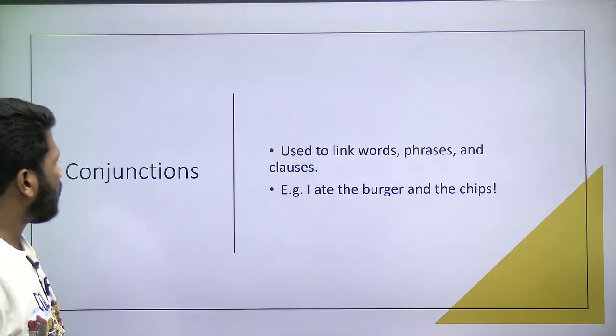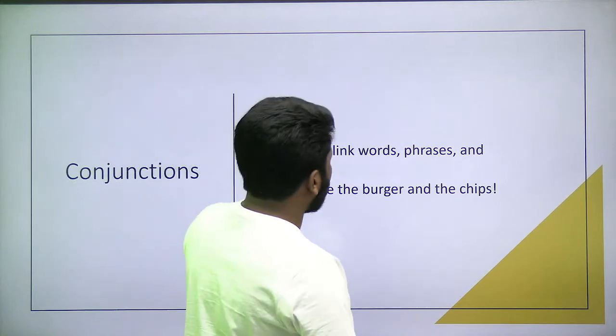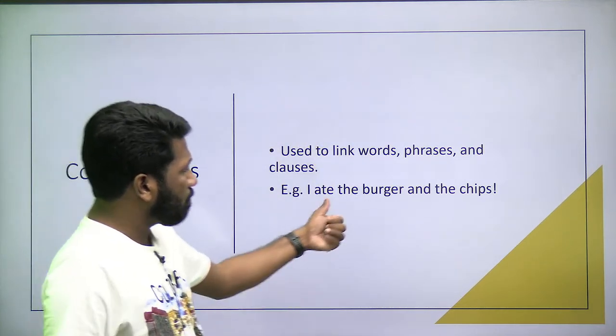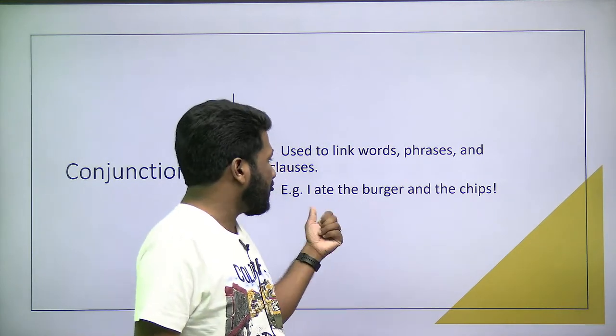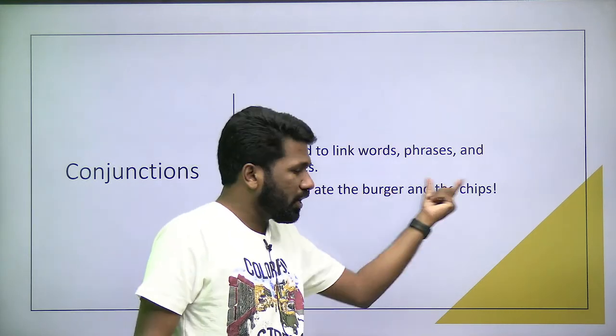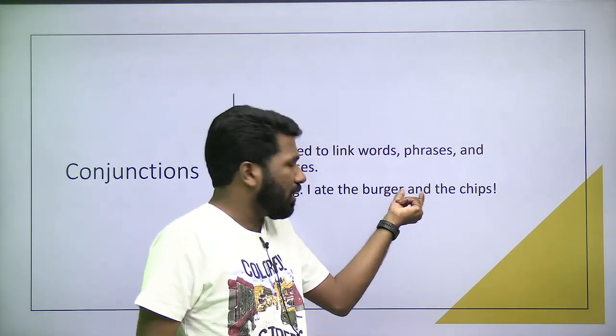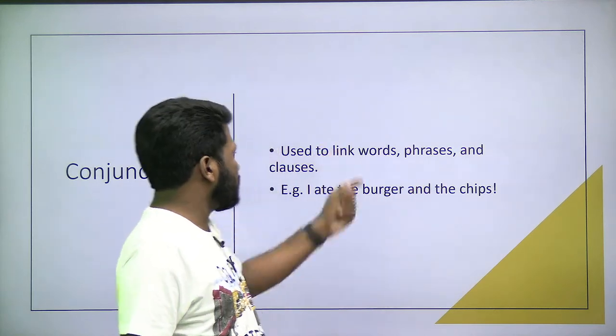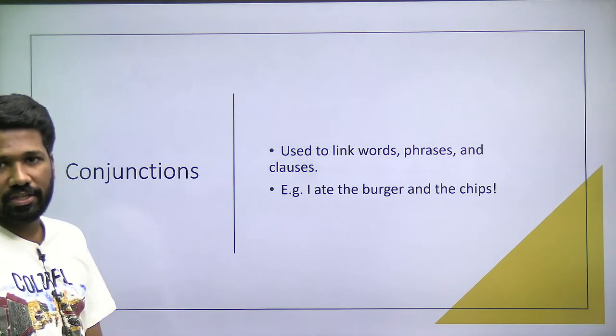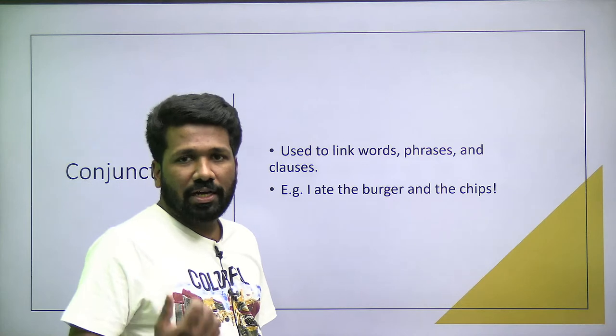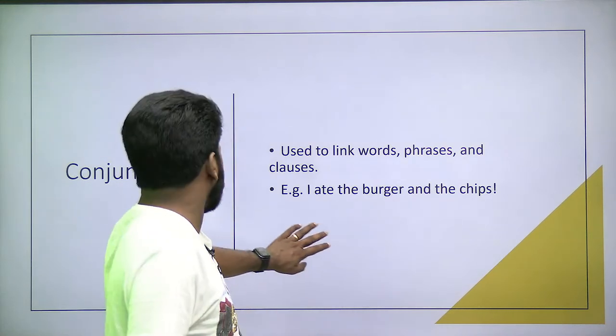Then what is a conjunction? A conjunction is actually a linking word. I ate the burger and the chips. So the burger and the chips are connected by "and". So "and" is the conjunction there. And, but, etc. are conjunctions.